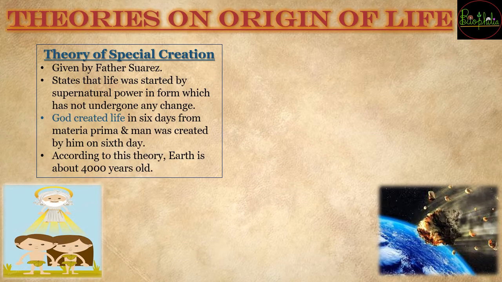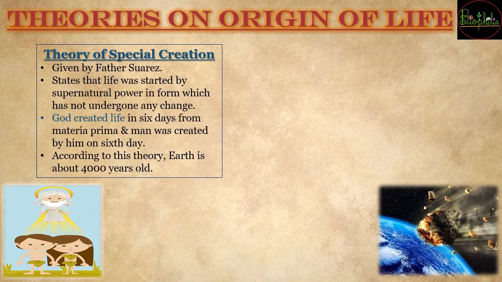Now what was the theory of origin of life. हमने देखा कि universe कैसे बना, that was the Big Bang theory. But people now started thinking about how did first life come onto the earth. So there were many thoughts about how did it happen.